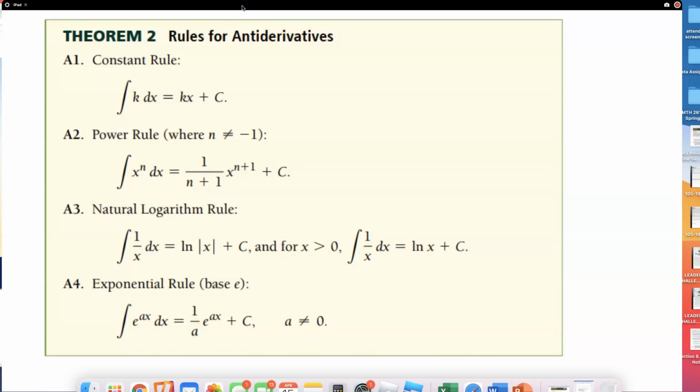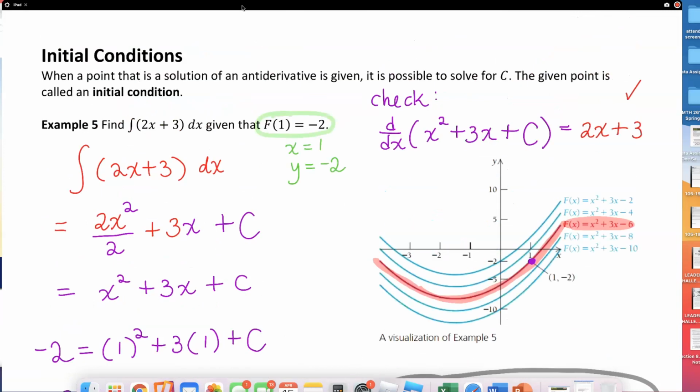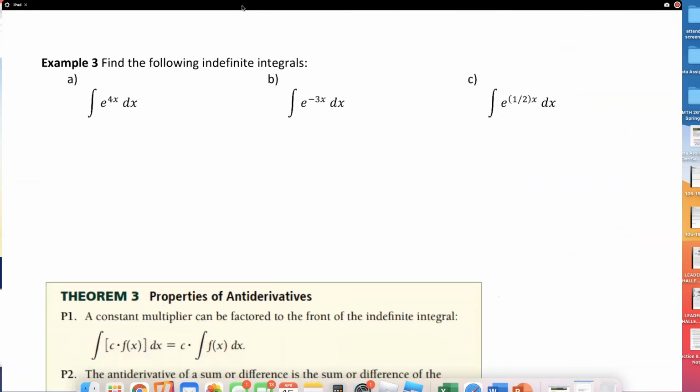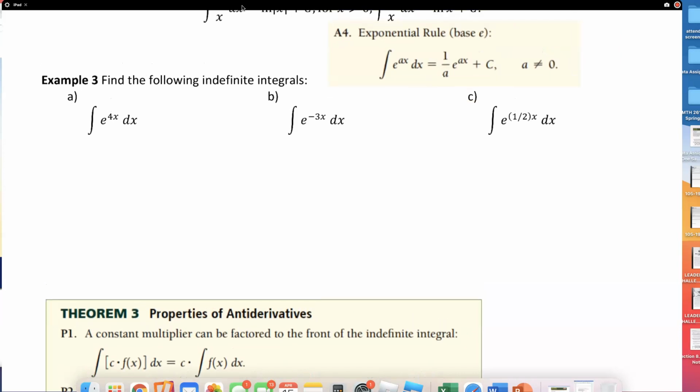Let's find antiderivatives involving the exponential function, base e. So rule 8.4 is what we're going to use. I'm going to go ahead and copy this, and we'll go over the examples down on page 3. Copy the rule over here. Well, maybe we should talk about this rule a little bit, okay?